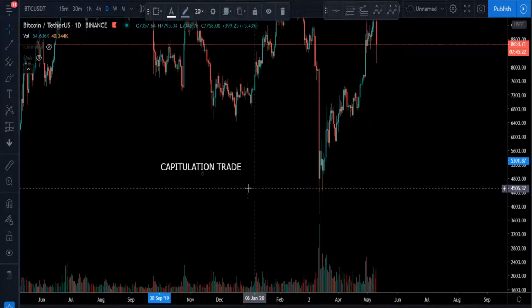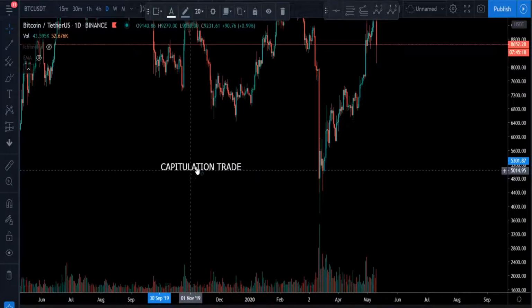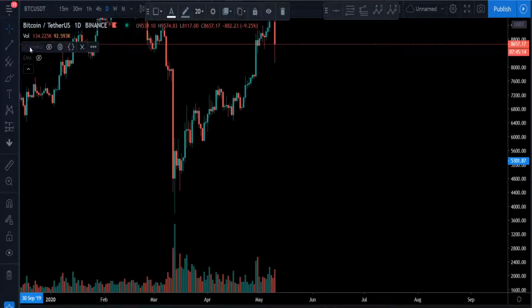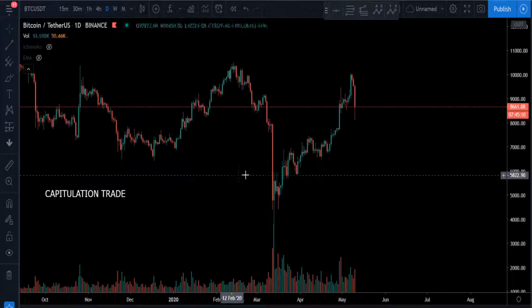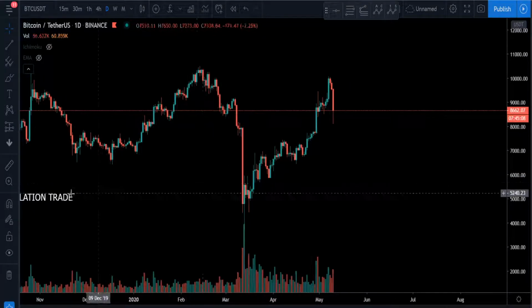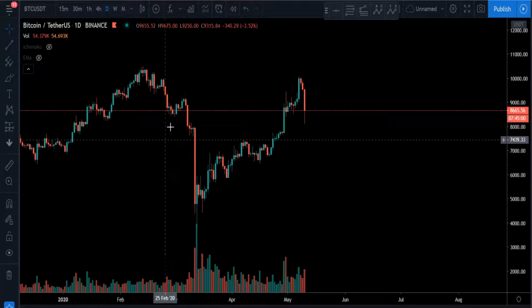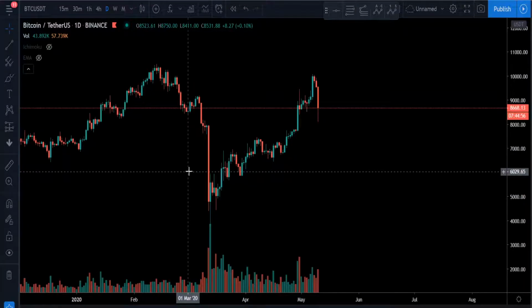This is one of the most profitable and most probable setups, with the highest probability of making money. So basically, what is capitulation? Capitulation is a time when the market is just crashing very hard, a panic situation, and the price drops like crazy. We're talking about at least a 40% dump in a matter of a week.